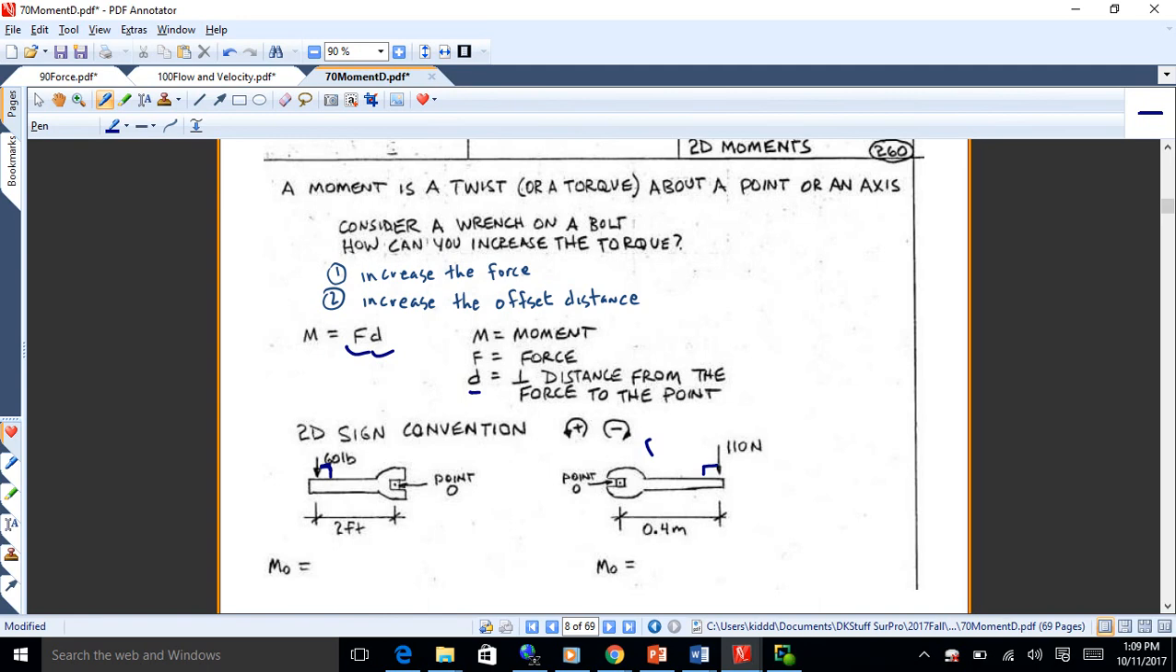Okay, so the distance should be perpendicular. Yeah, the force and distance are perpendicular. I guess you could say the force should be perpendicular to the distance. Yeah. Okay.